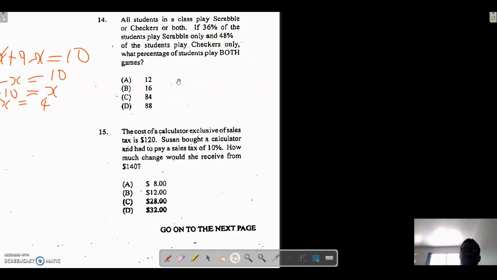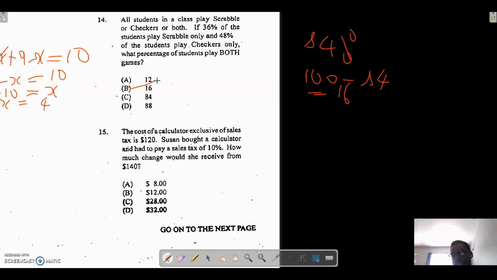Since 100% of them must do something, all normally suggests 100%. And you have 36% for Scrabble only, and you have 48% for checkers only. It means that the remaining out of the 100% would have to do both games. Now, when we add 36 and 48, we get 84%, which means that to get the remainder, it would be 100 minus 84, which would be equal to 16%. Alright, so the answer would be B, as in boy.